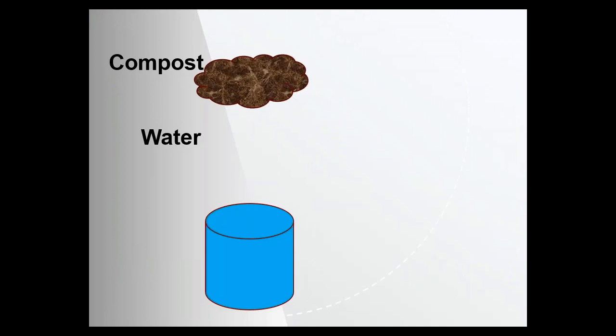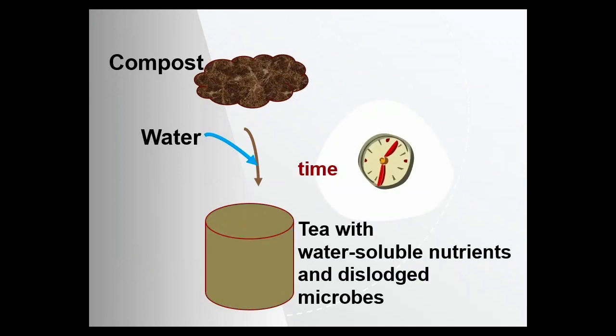So our basic goal on the compost tea is to take our compost, get it into the water, and the time is going to allow those microbes to dislodge. It's going to allow those water-soluble nutrients to get into the liquid, and it's going to give you something that you can then get some of those nutrients and microbes into your crops with.